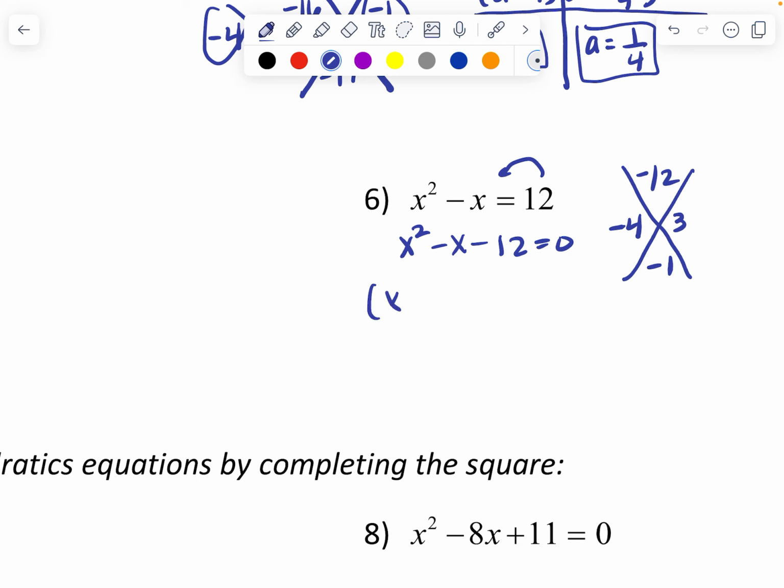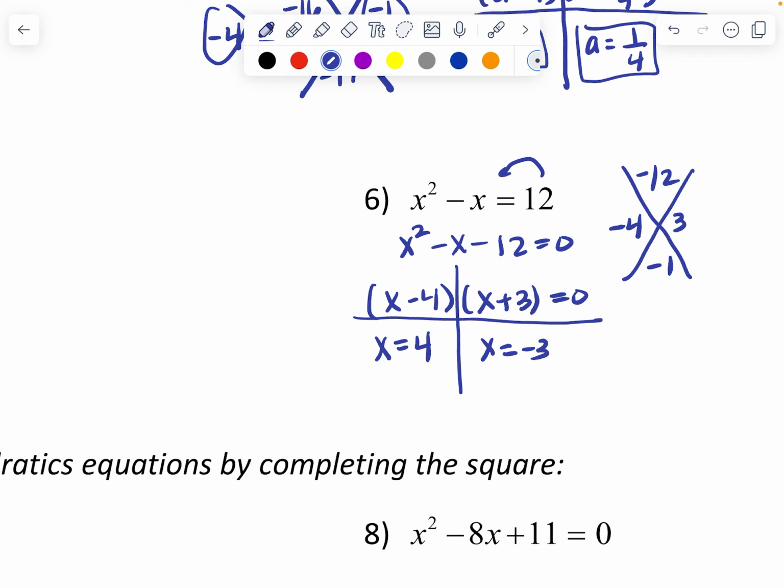So this factors to x minus 4 times x plus 3 equals 0. Setting each factor equal to 0, you're going to get x equals 4 and x equals negative 3.